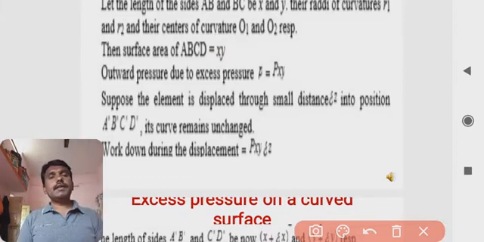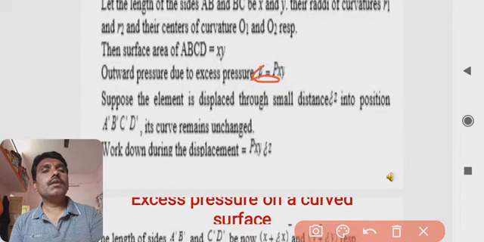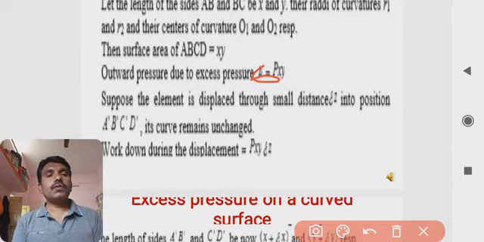Now the outward pressure due to the excess pressure. Whatever the area is, the excess pressure is considered as capital P. Due to that, the outward pressure due to the excess pressure is nothing but capital P into xy.